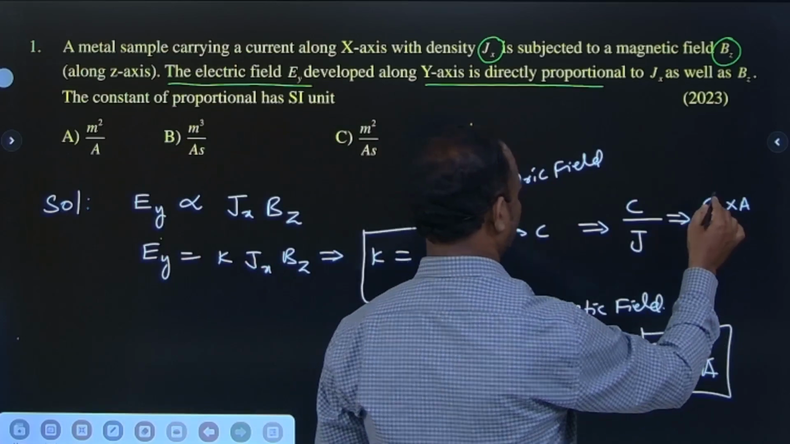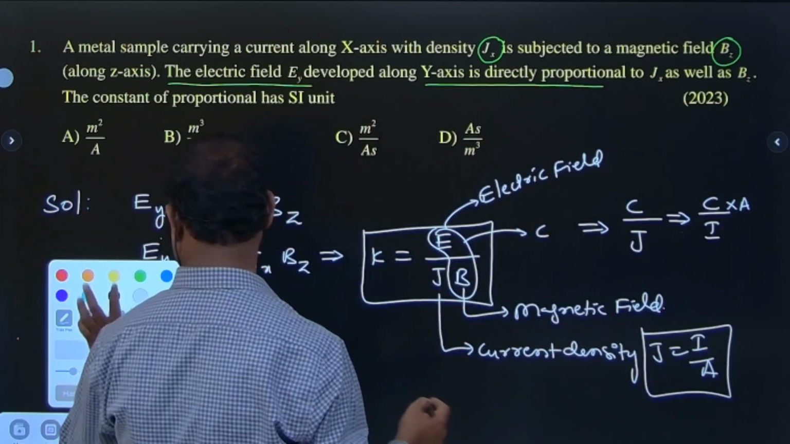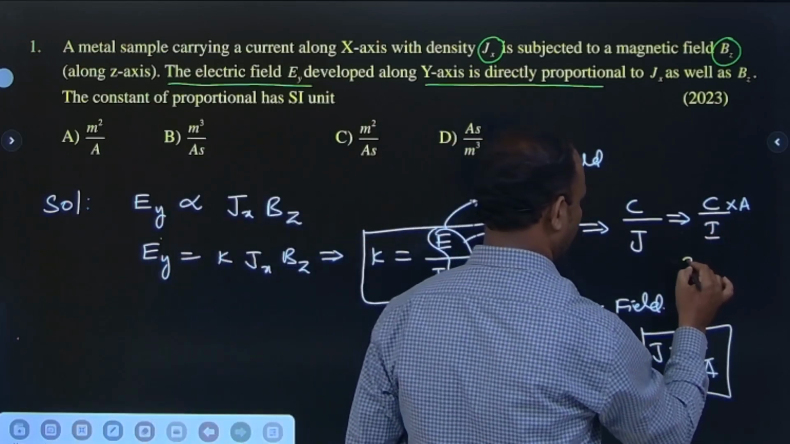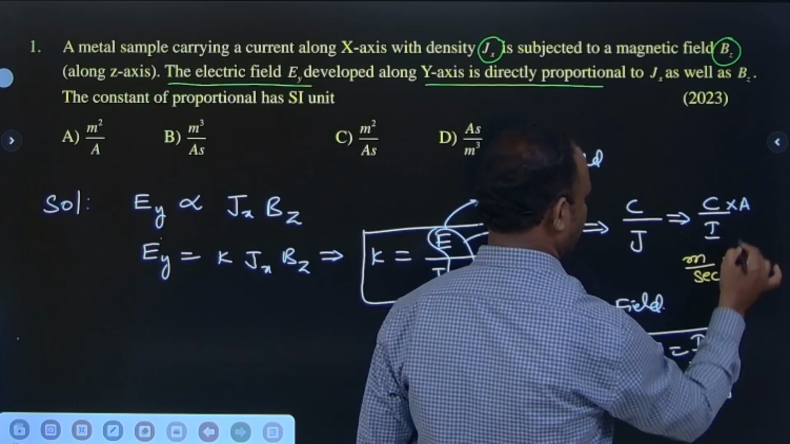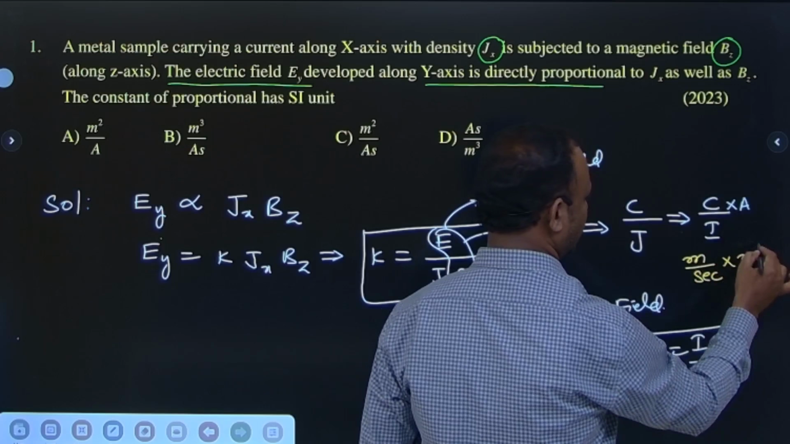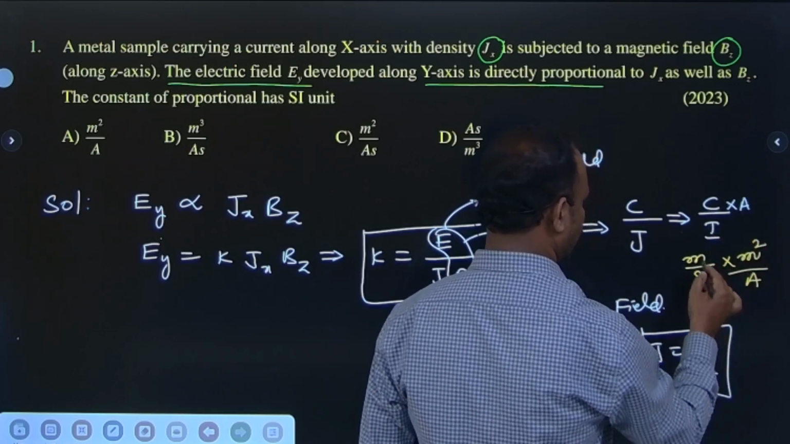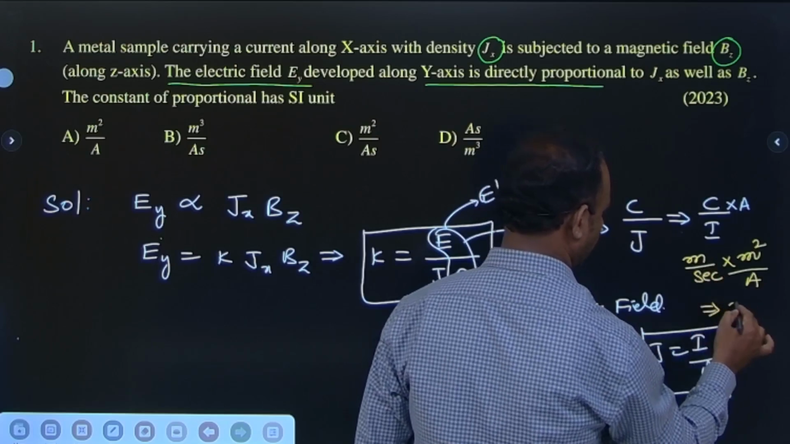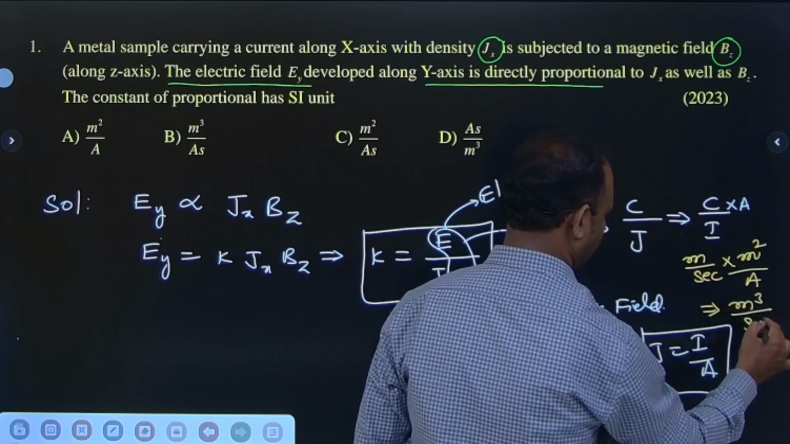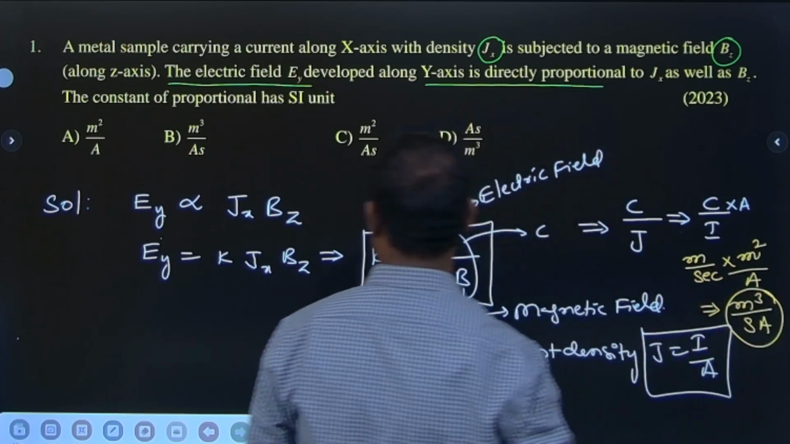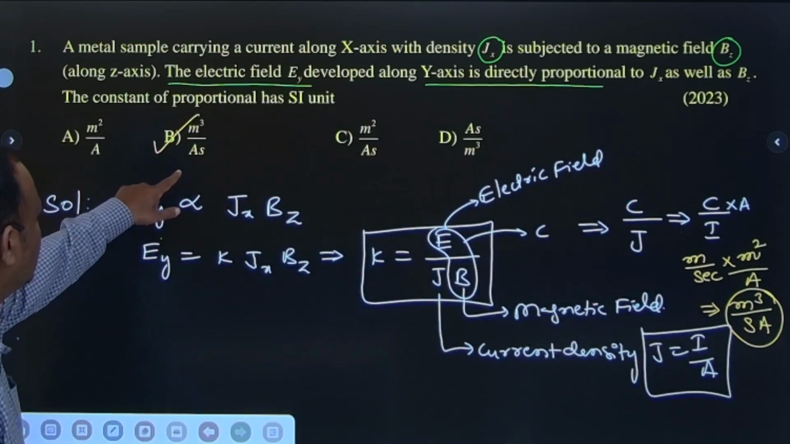C is the speed of light, in meters per second. A is in meter square, and I is in ampere. So this will be meter cube per second, next one into A. So this is meter cube by second ampere.